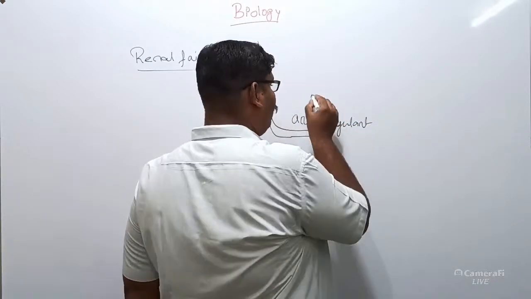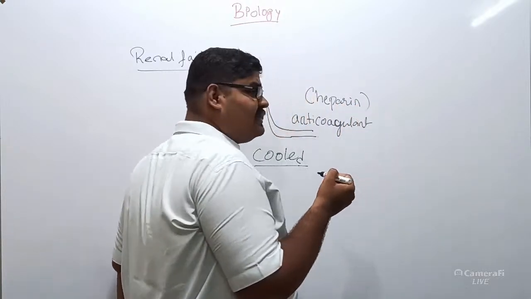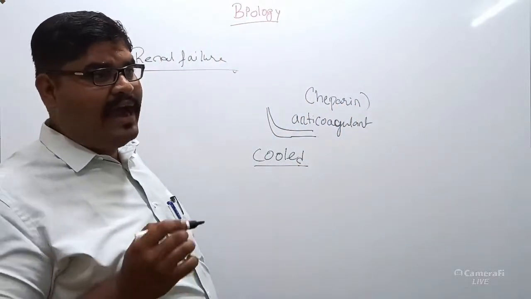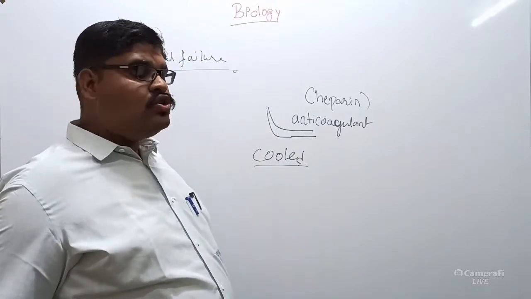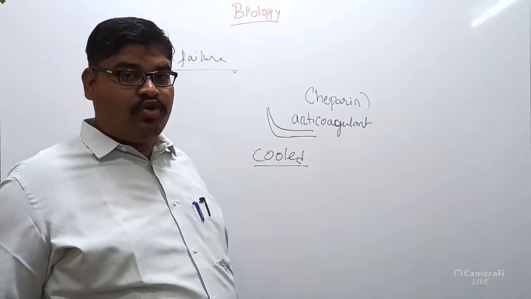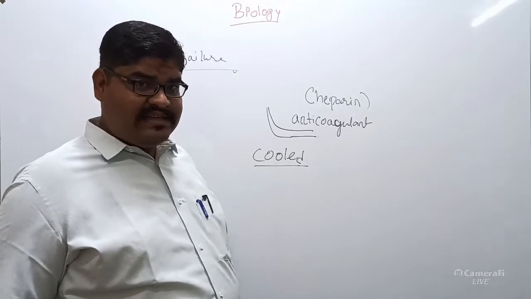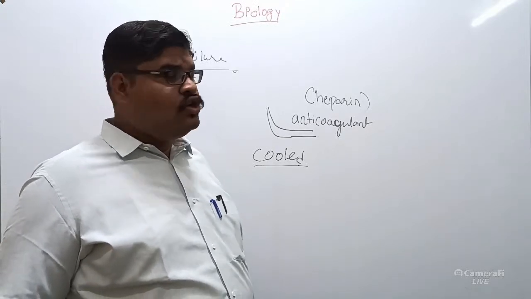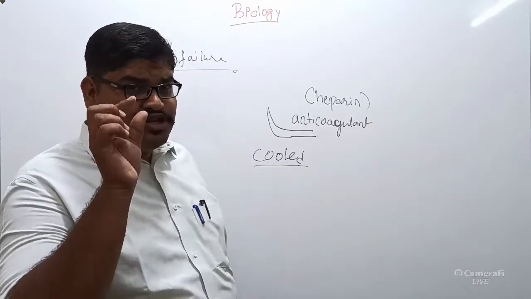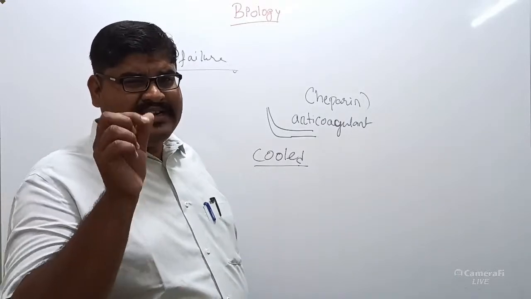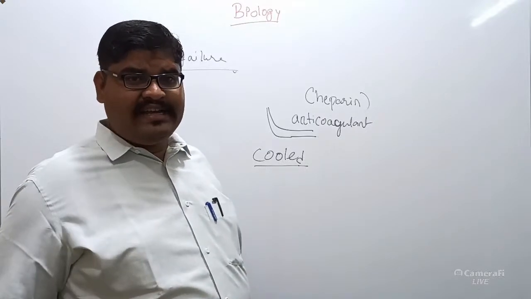Which anticoagulant? Heparin is the anticoagulant which we are going to add into the blood. So what is the role of this anticoagulant? Blood actually has coagulating agents. When the blood is exposed to the atmosphere, there is formation of lumps, solid or semi-solid particles. That is the nature of the blood.